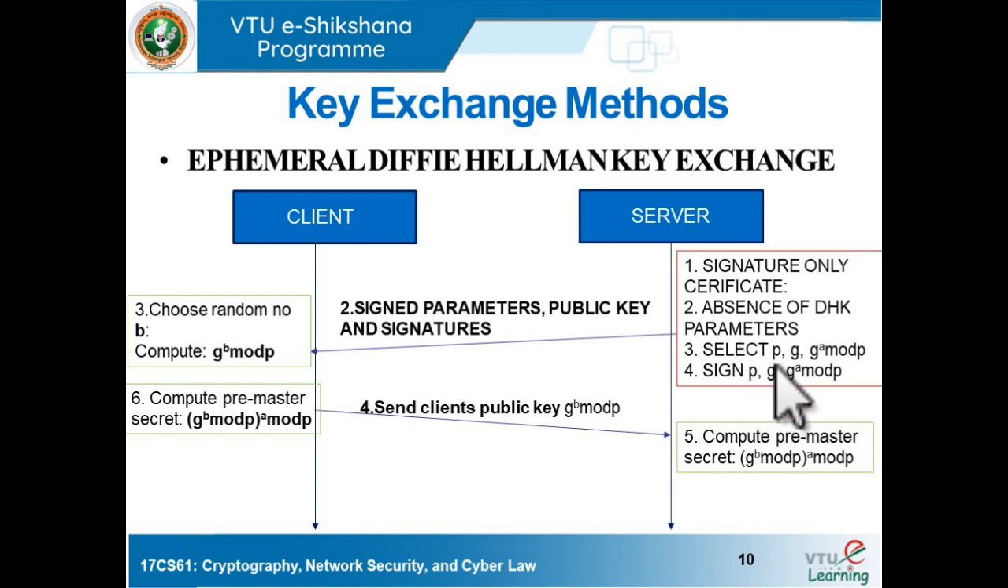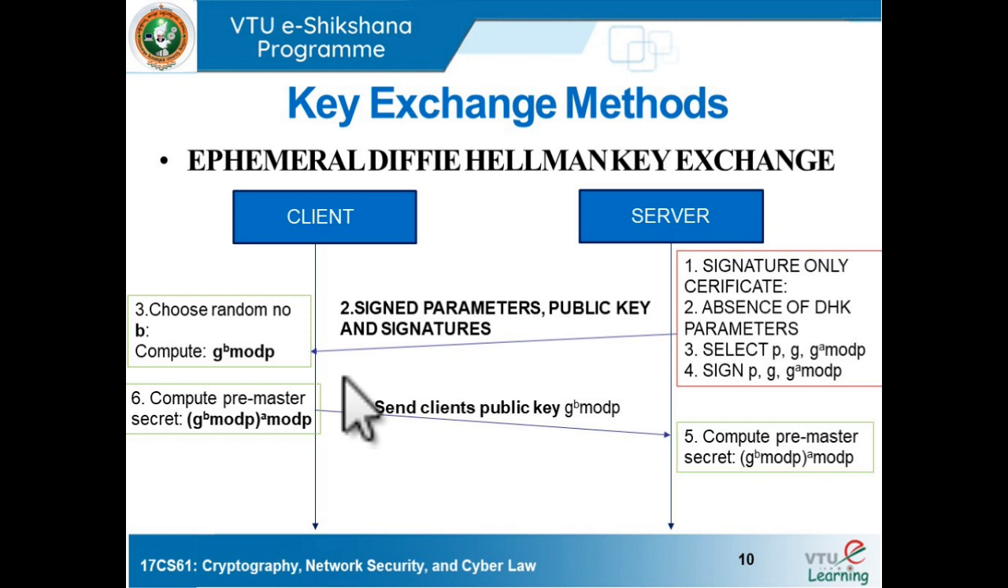So the server selects the Diffie-Hellman parameters, prime number P and generator G, and then it selects a private key A and computes the public key G raised to A mod P. Now after performing all this, the server signs over prime number, generator and the public key of server. Now once these steps of selecting and signing are performed, the server then sends the message to client.